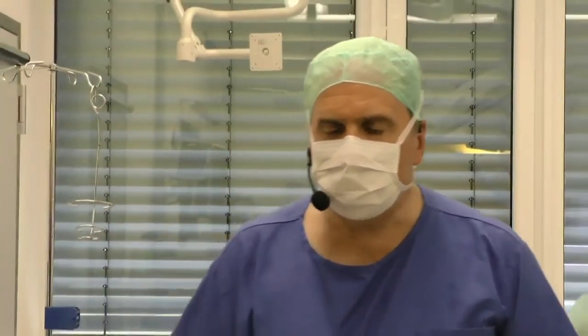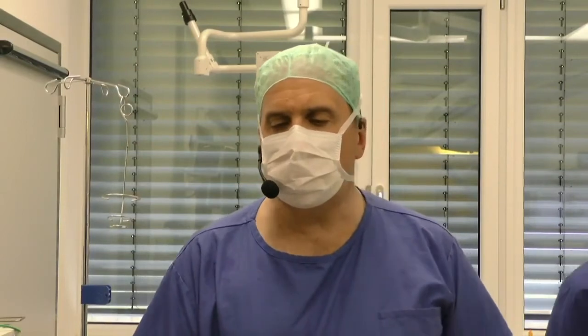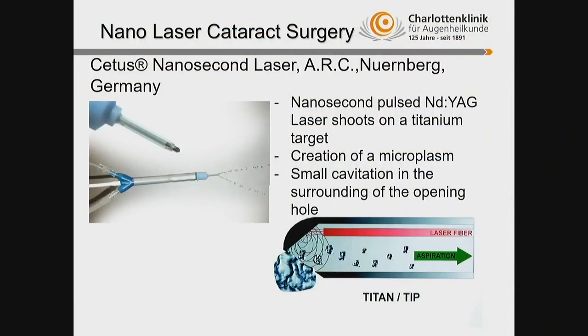So, after surgery, I would like to focus on some aspects of the nano laser, if you're interested, but only briefly. For those who are not familiar with the nano laser, there's no laser light coming out of the nano laser tube inside the eye. So there's no need to protect the surgeon or the patient from the laser. There's a nanosecond pulse neodymium YAG laser inside this titanium tube shooting on a target and thereby creating a microplasma and only a small cavitation in the surrounding of the opening hole, which, as you can see here in the graph, is angulated to the side.